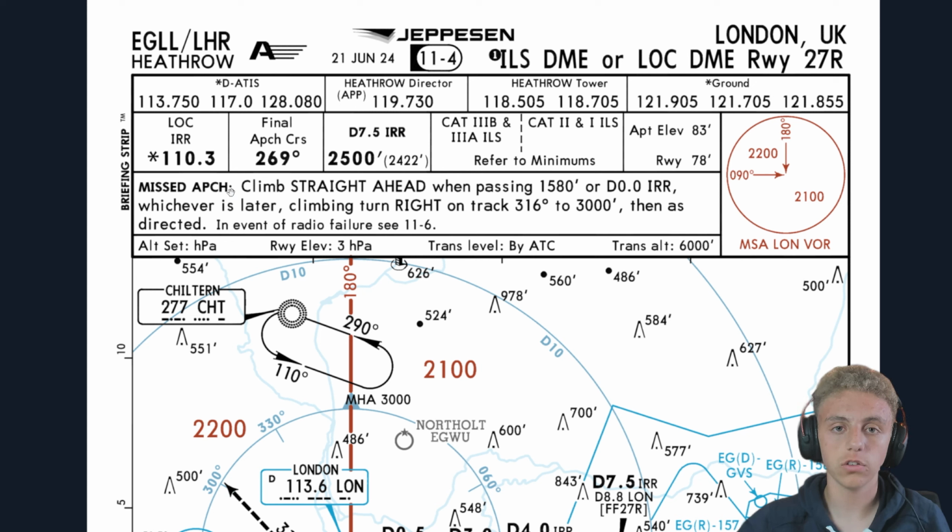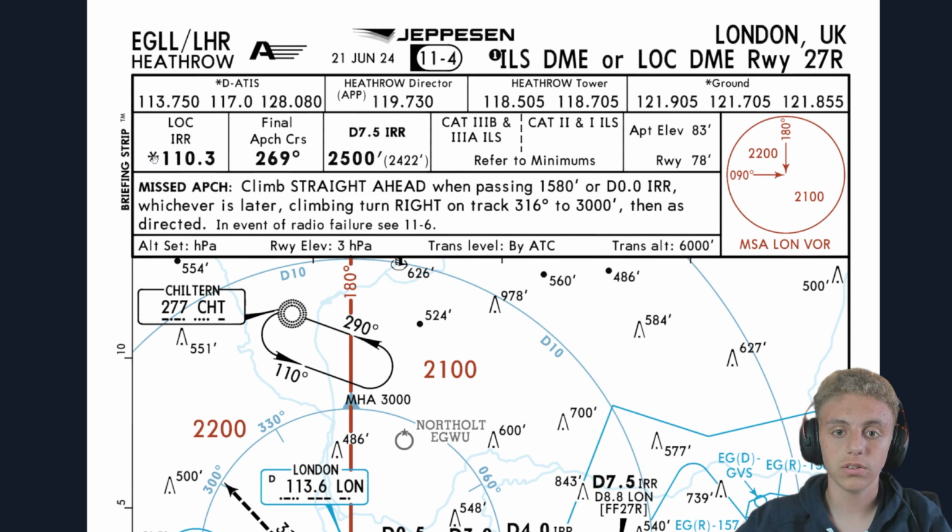Below the digital ATIS, you will find the localizer frequency and the identifier, which is India Romeo Romeo. The frequency is 110.3, and the asterisk over here shows you that this is a part-time frequency that does not operate all the time.